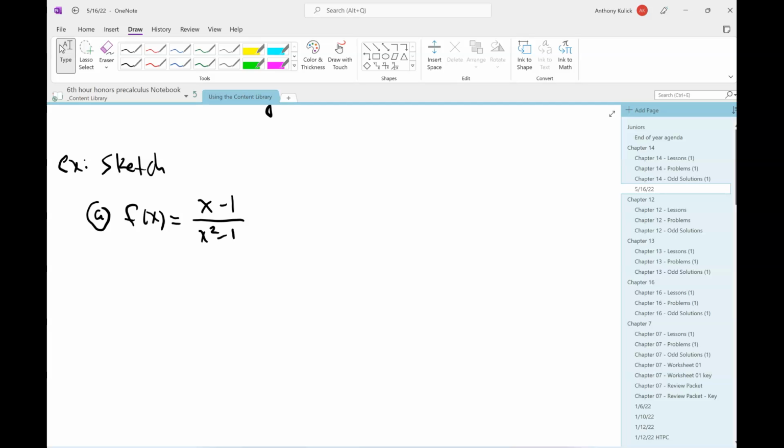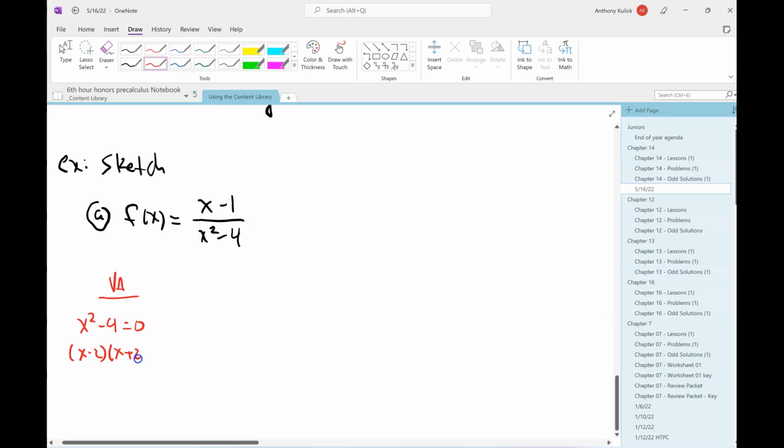So our first example is x minus 1 over x squared minus 4. Vertical asymptotes. To find those, I meant this was supposed to be 4. I'm sorry. Take the denominator, set it equal to 0, and solve. Hopefully you recognize that that's also a difference of 2 squares. It's the same difference of 2 squares that we noticed in the earlier example. There are my 2 vertical asymptotes.